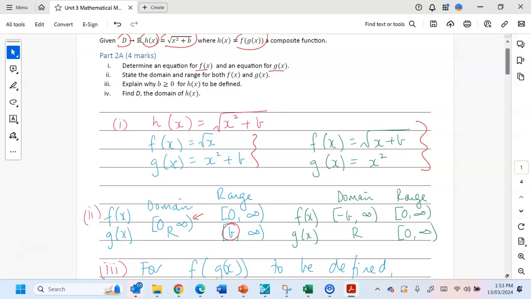Not overly difficult. You could use your calculator to help you, but just remember that you can't take the square root of a negative value. So x does have to be greater than or equal to 0, which you can see here. And your range also has to be greater than or equal to 0.